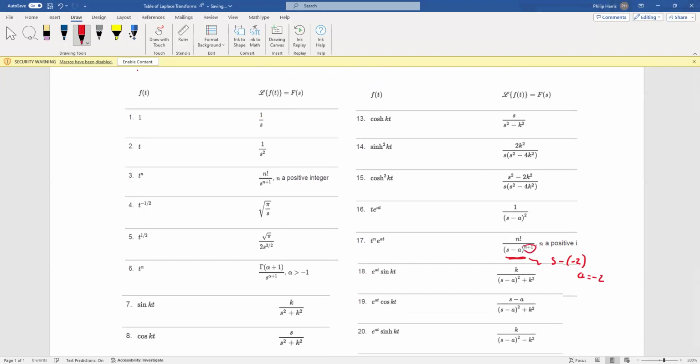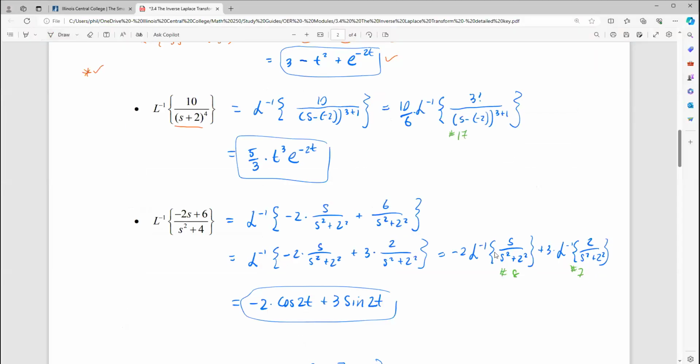And then we have our exponent here. Sorry, my mistake, this is a 4, not a 3. So this is a 3 plus 1. Therefore, n is 3 and a is negative 2. That means if n is 3, there's supposed to be a 3 factorial on top, not a 10. I have a 10 in the numerator, but it's supposed to be a 3 factorial. 3 factorial is equal to 6.